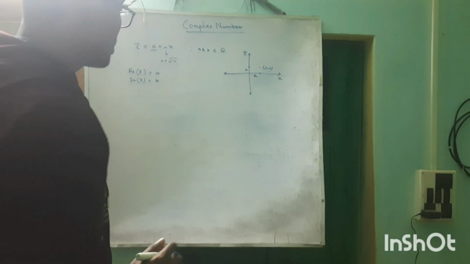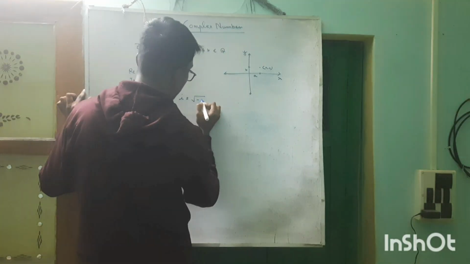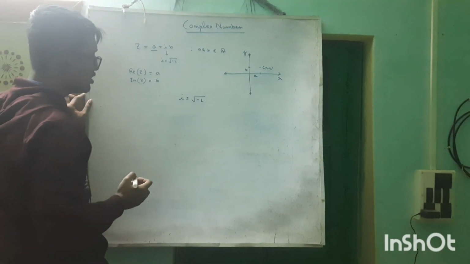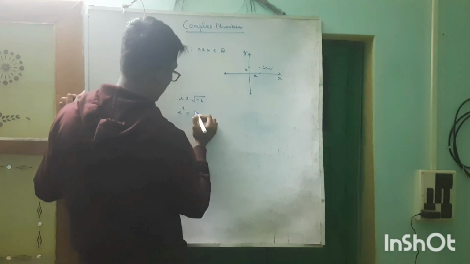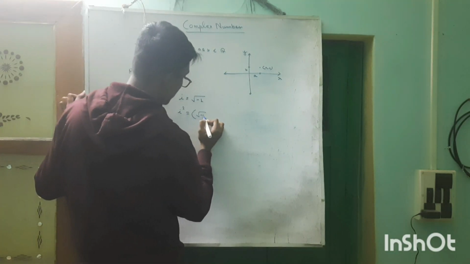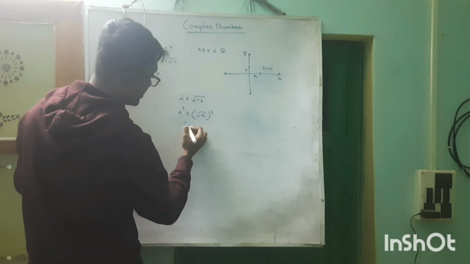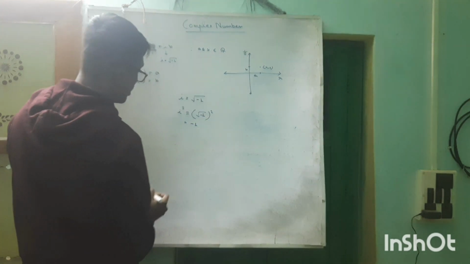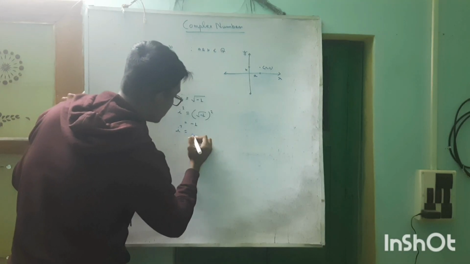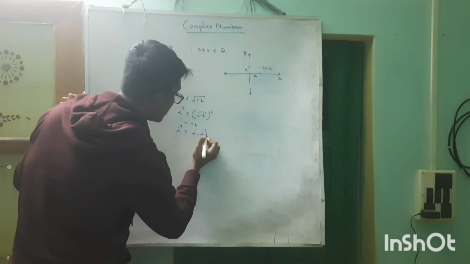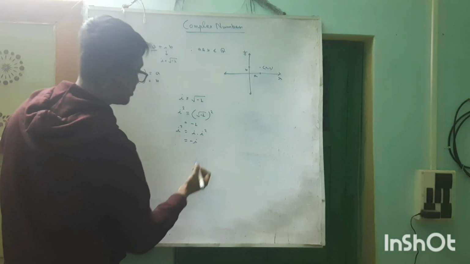You know what is i? i is equal to root over of minus 1. So let's come to some properties of i. What is i square? i square is equal to root over of minus 1 whole square, that is minus 1. What about i cube? i cube is equal to i into i square. We know that i square is equal to minus 1, so that is minus i.